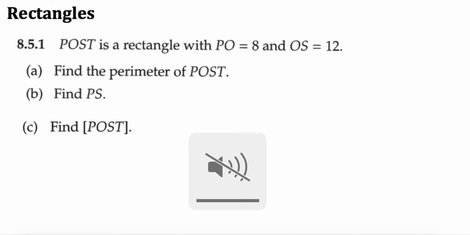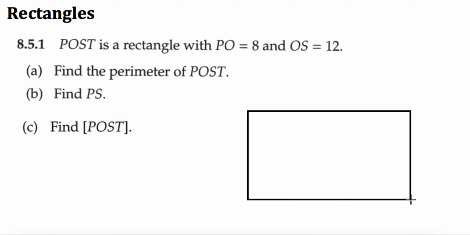All right, so let us look at some rectangle questions here. Here comes the first one. POST is a rectangle, so let me try to draw a rectangle for you. So then, let us say this is POST, and then PO is equal to 8, and OS is equal to 12. Find the perimeter. That's rather simple because opposite sides are equal to each other.